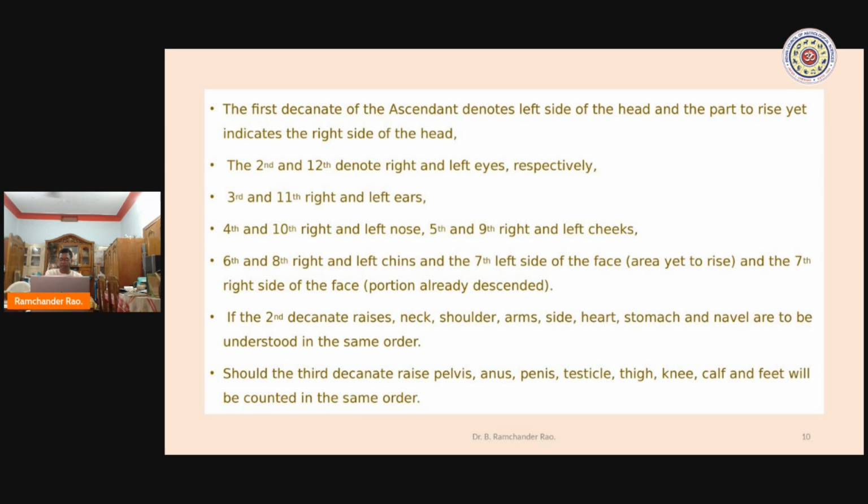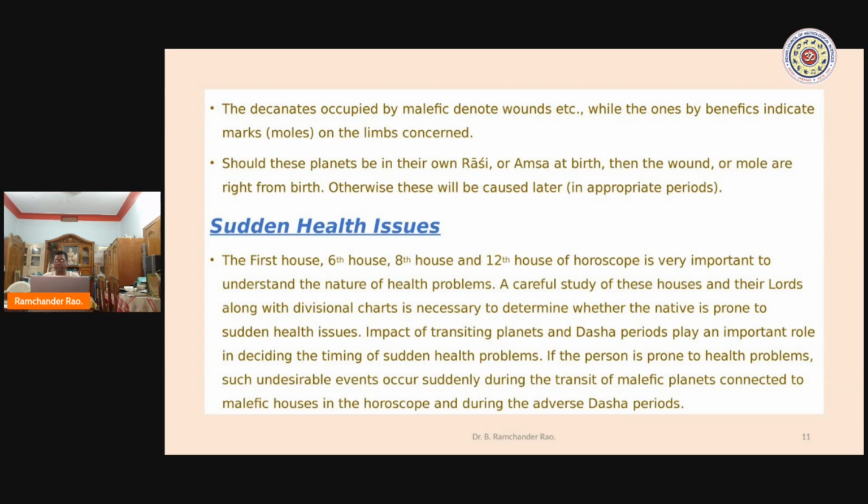The decanate occupied by the malefic denotes wounds, etc., while the one occupied by the benefics indicates marks or moles on the limbs concerned. Now, should this planet be placed in its own rashi or amsa at birth, then the wound or mole is there right from the birth. Otherwise, this will be caused later in the appropriate period.